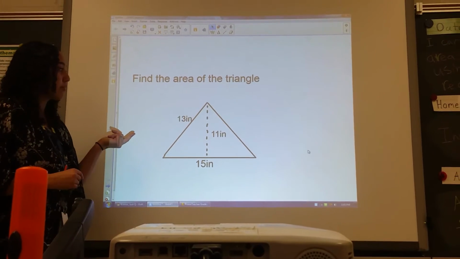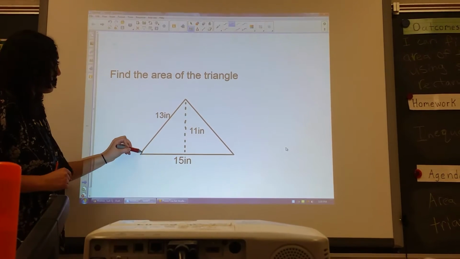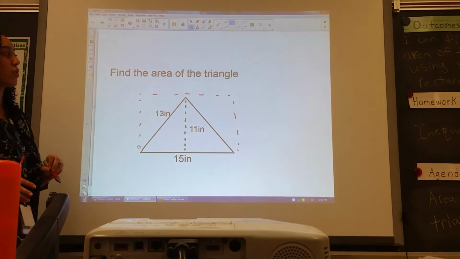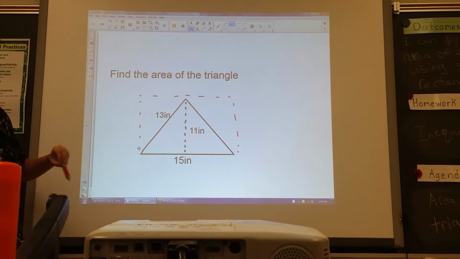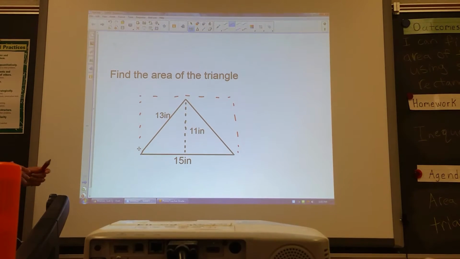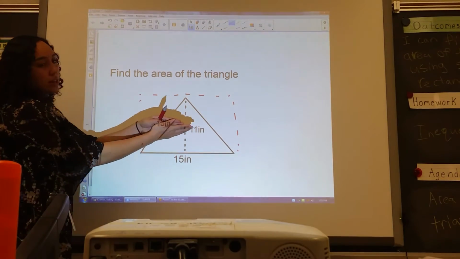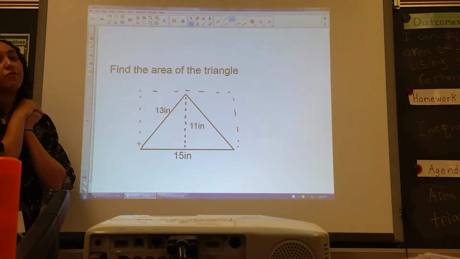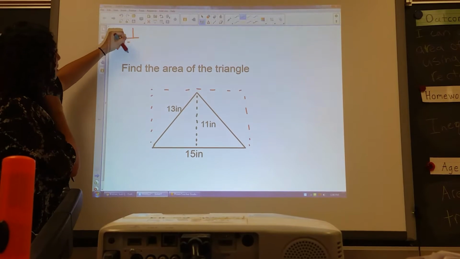So right now I have a triangle on the board, and what we have learned in class is that a triangle is half of a rectangle or a square. So if I make a rectangle around this, it doesn't look like half of a rectangle, but what we did in class was we had a piece like this and we cut it out, and when we formed those two together, it actually did make half of it. So we found that the formula for area of a triangle is 1/2 base times height.